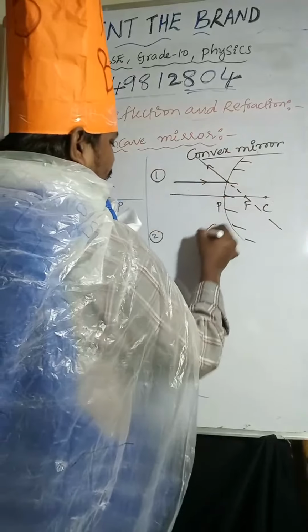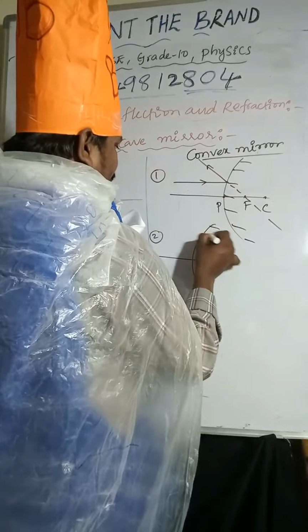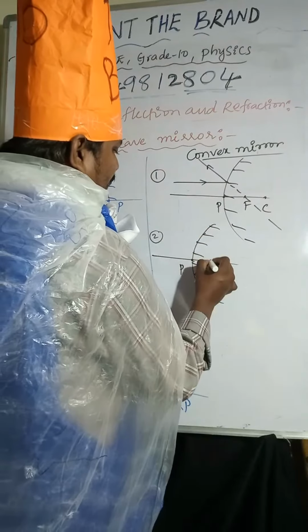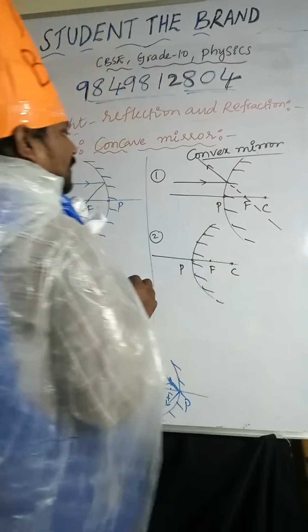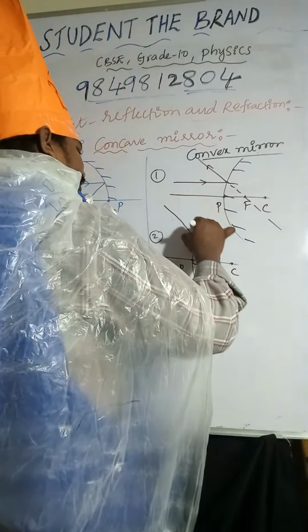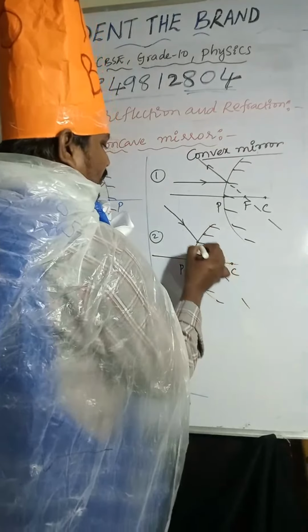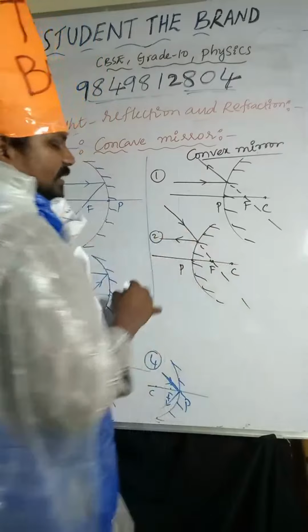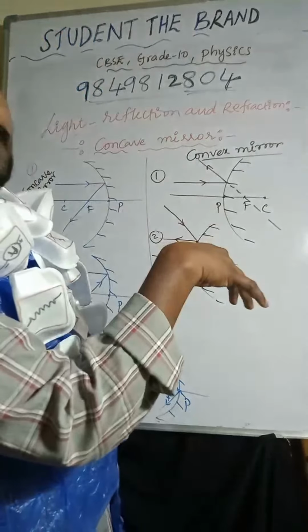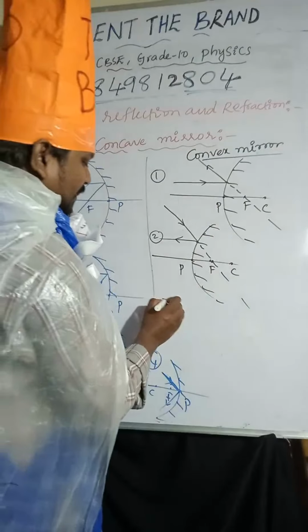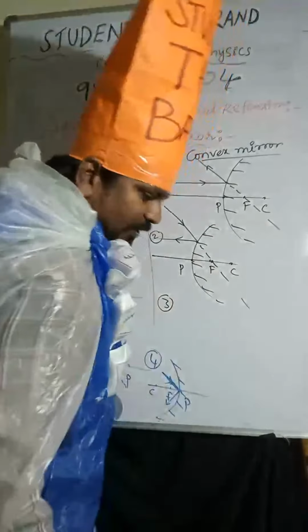Second one: pole, focus, center of curvature. A light ray passing through the focus, after reflection, moves towards infinity. Coming to the third one.